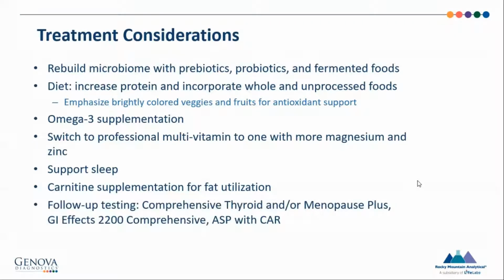And that's why also the follow-up testing, I would think a comprehensive thyroid and/or menopause plus. The menopause plus has an adrenal cortex stress profile, and you can also add CAR to that. The menopause plus does look at salivary hormones, but the GI Effects comprehensive, I think, is a great way to look at the gut. I really want to get a look at the gut. I may be dealing with a SIBO patient. I might want to check that. And also an adrenal cortex stress profile with CAR would be nice. Whenever I see somebody with low energy levels, that's something I want to take a look at if I can.